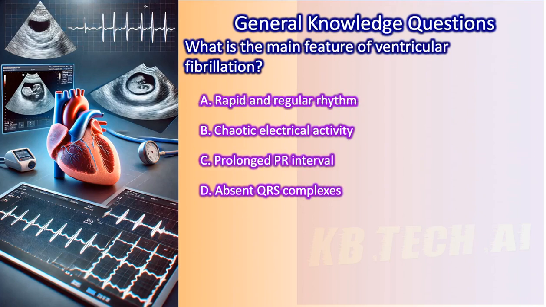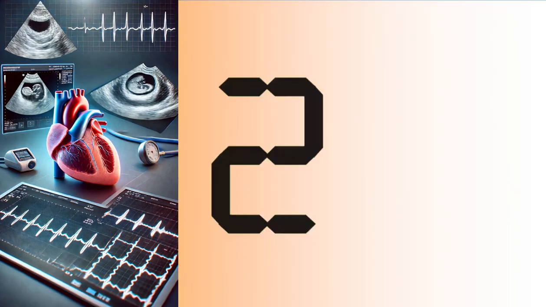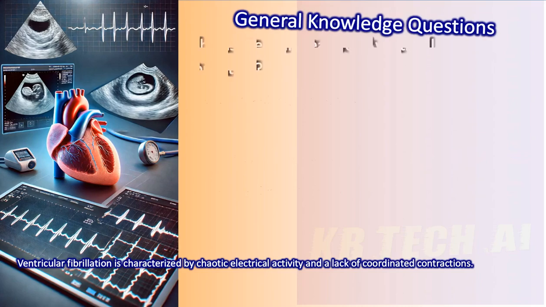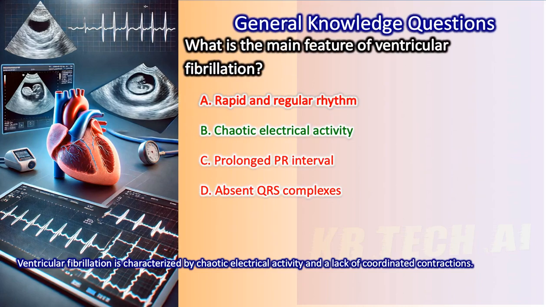Which is the main feature of ventricular fibrillation? Option 1, rapid and regular rhythm. Option 2, chaotic electrical activity. Option 3, prolonged PR interval. Option 4, absent QRS complexes. The answer is option 2, chaotic electrical activity.